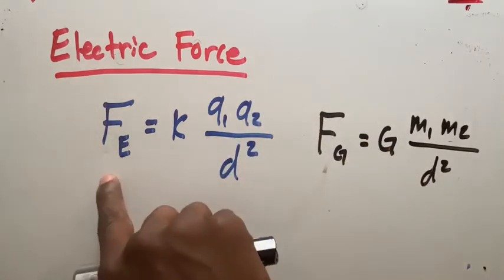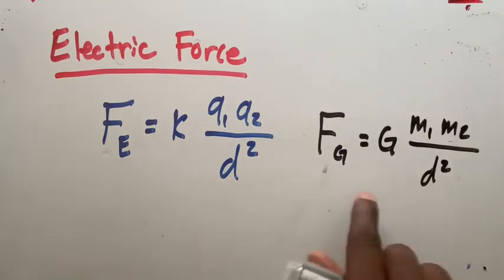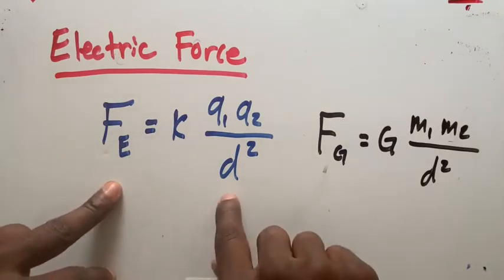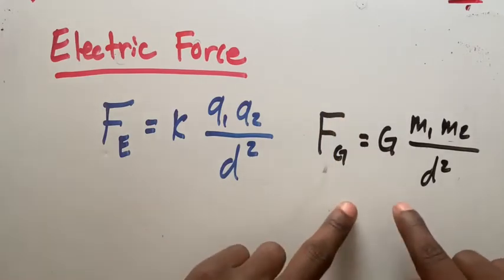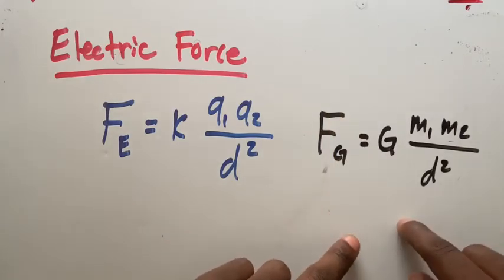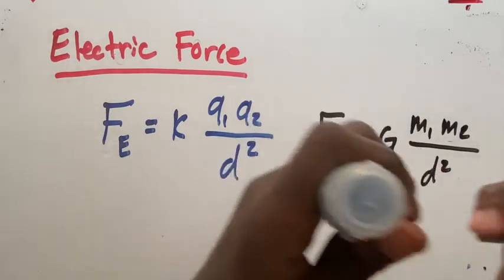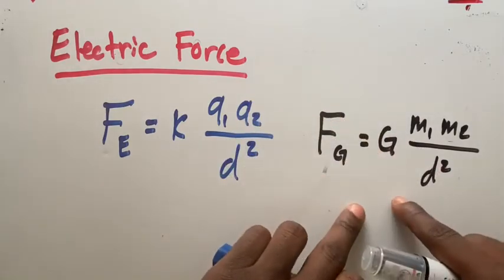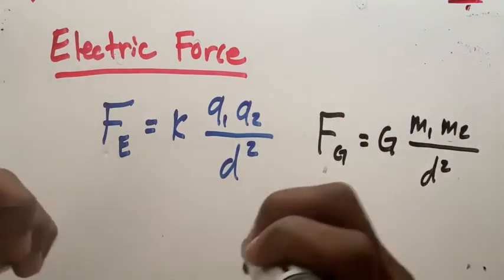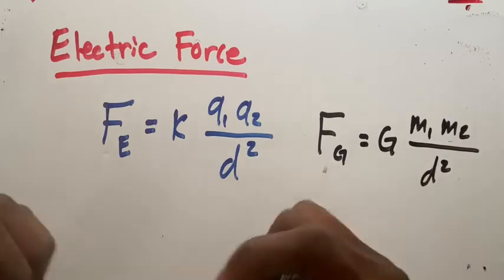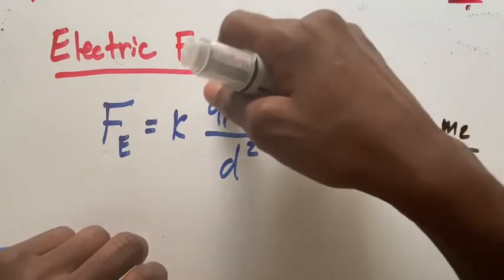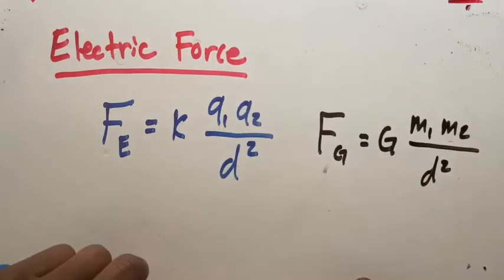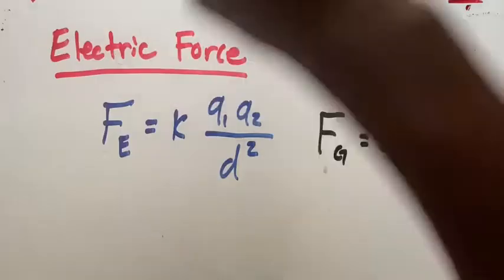And so the main difference between these two is the electric force can be repulsive and attractive, whereas the gravitational force is only attractive. So the gravitational force is only attracting things towards each other, whereas the electric force can attract things towards each other and push them apart. And that's just because the charges can either be plus or minus. All right.